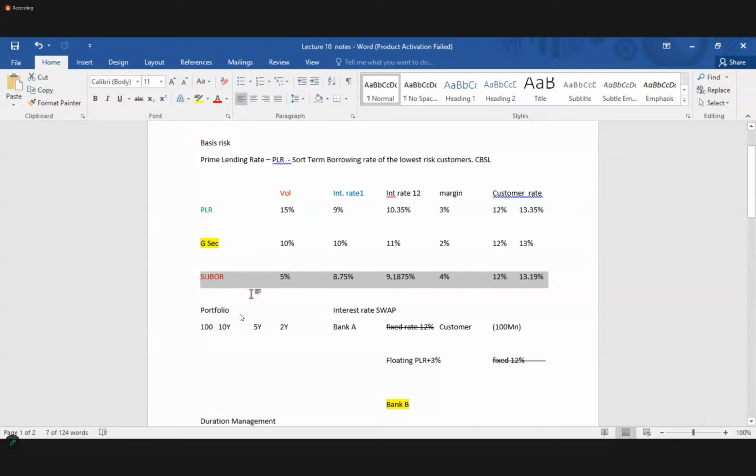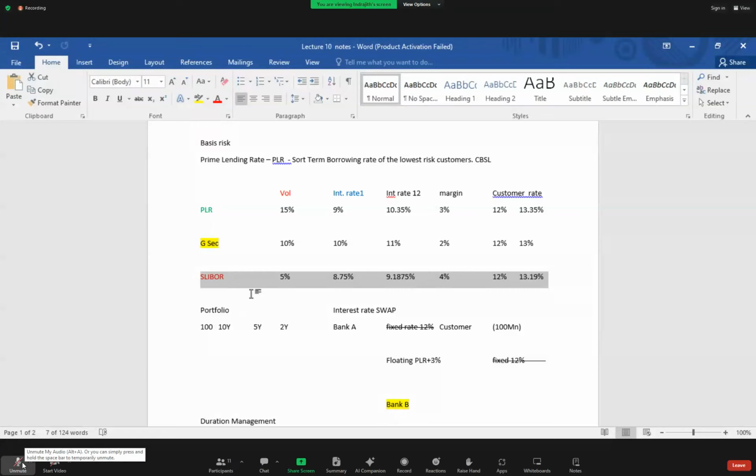Now tell me your experience. Do you think, in your understanding, that PLR, GSEC and SLIBOR move together or they move at different rates? I'm talking about their volatilities. What is your experience? Do they have the same volatilities or different volatilities? No idea? Tell me whether you have an idea or no idea. That helps me. No idea, sir. No idea. Others?